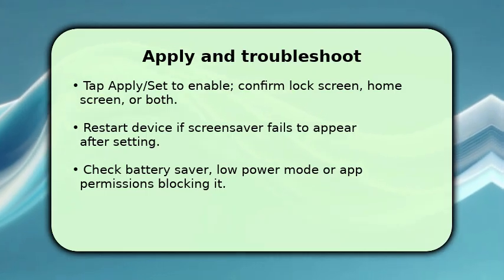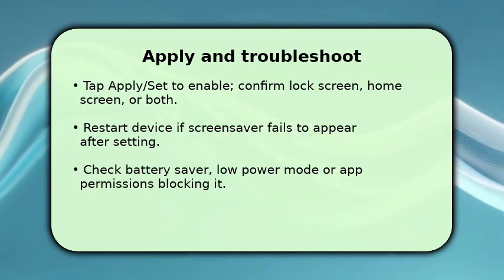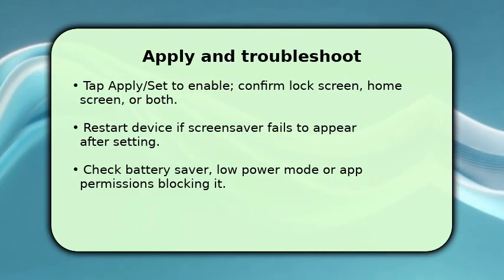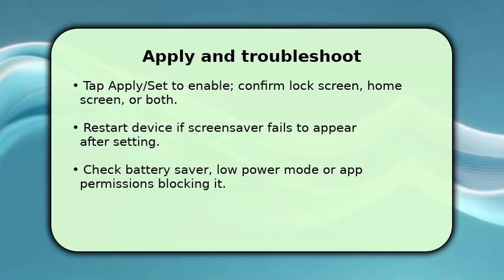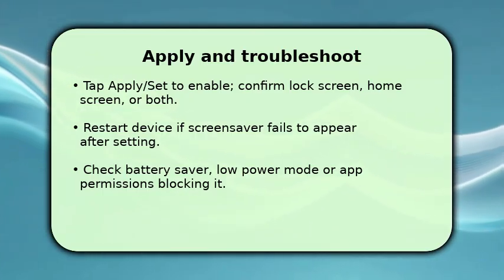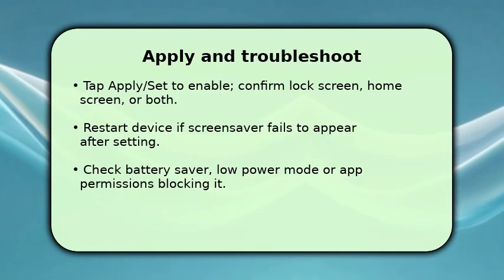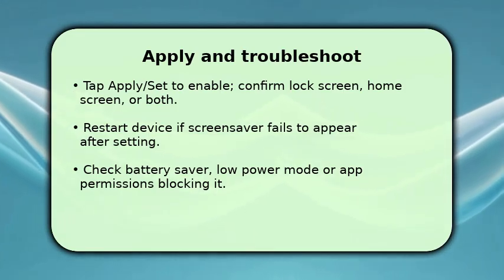That completes the activation. If the screensaver doesn't appear, restart the phone and recheck the chosen source and preview. Also make sure battery saver or low power mode isn't preventing activation, and that the app or photo permissions aren't blocked. If problems persist, switch to a default built-in image to isolate the issue. Then reapply your custom asset once resolved.